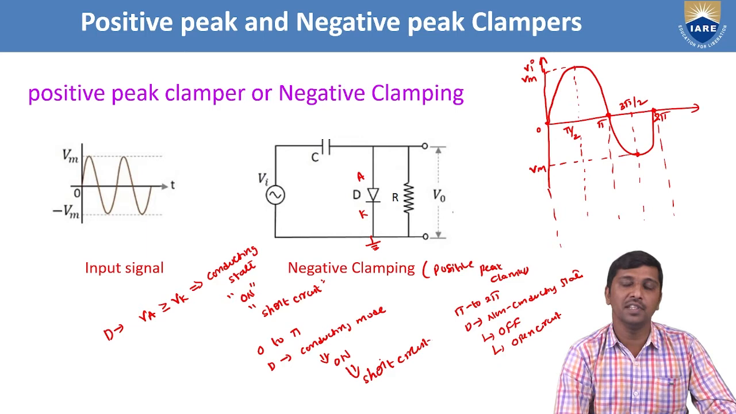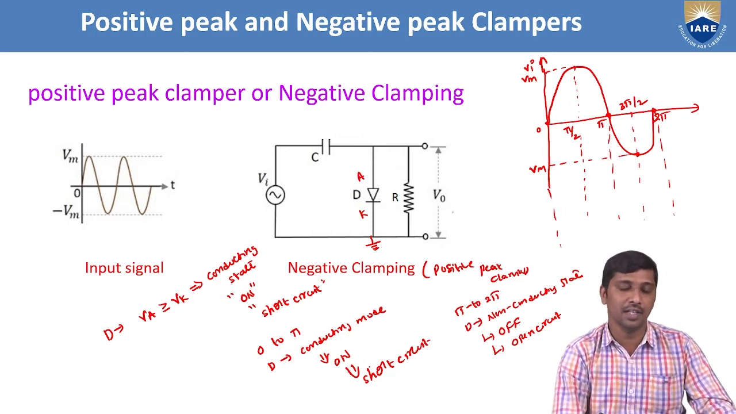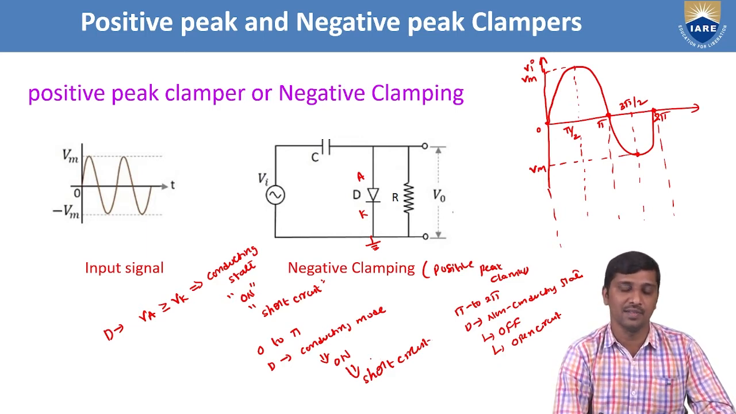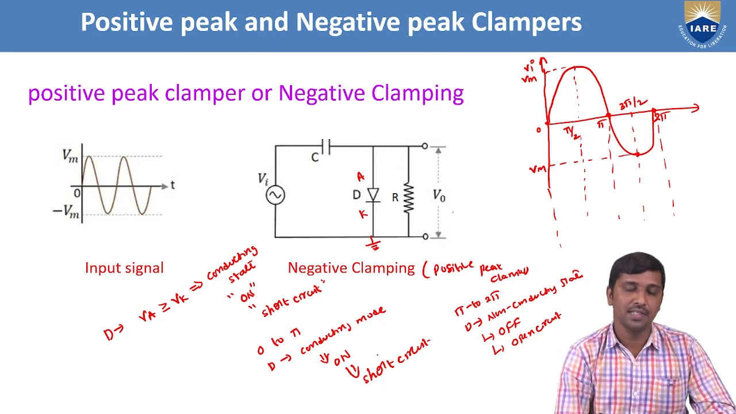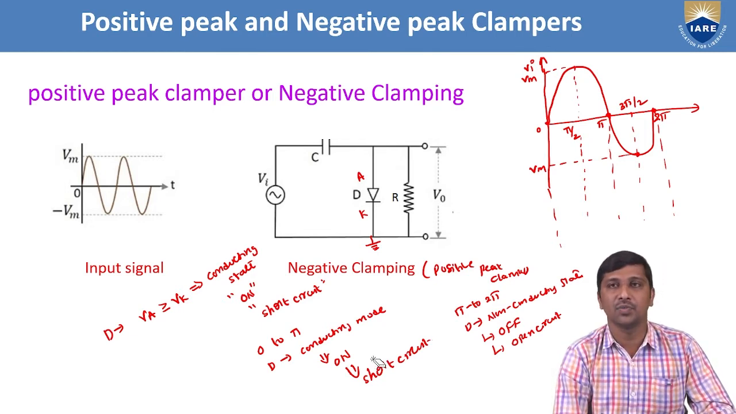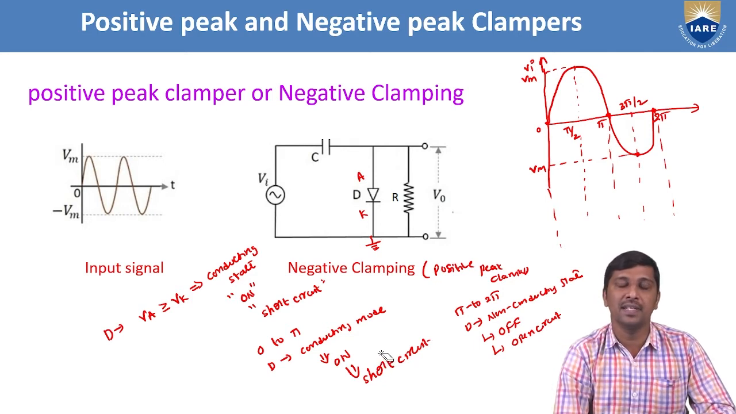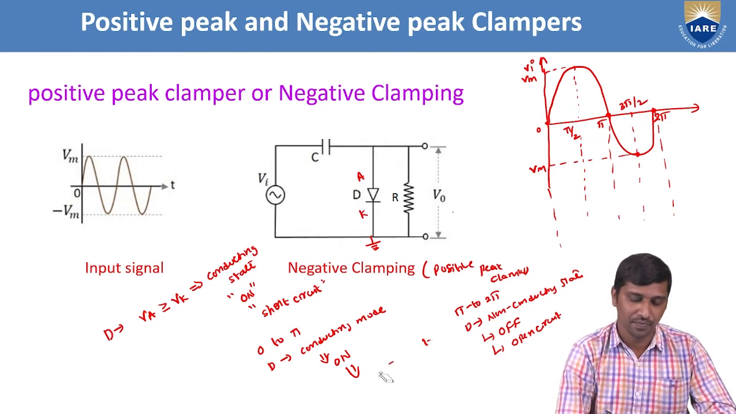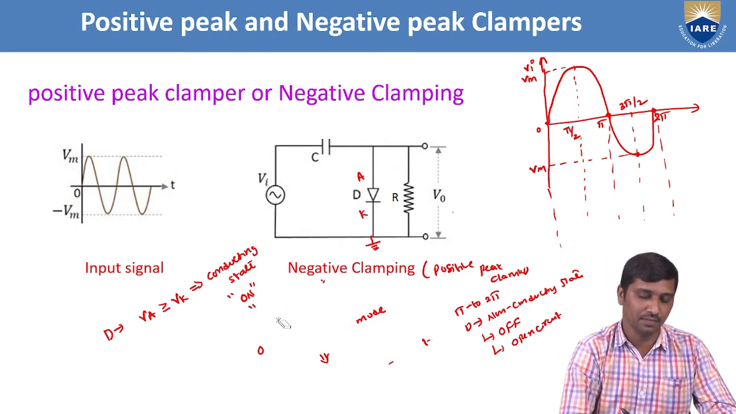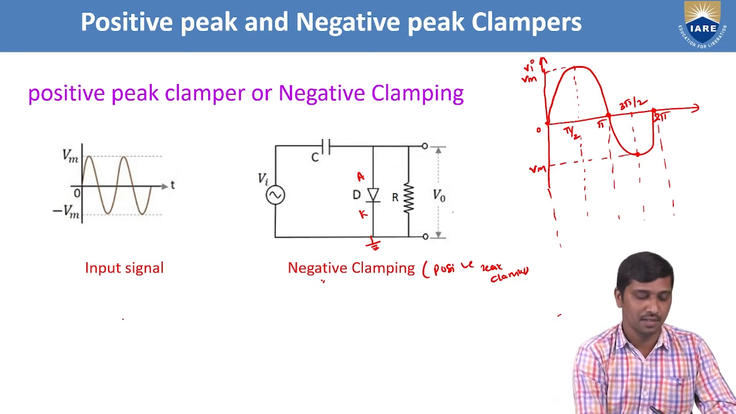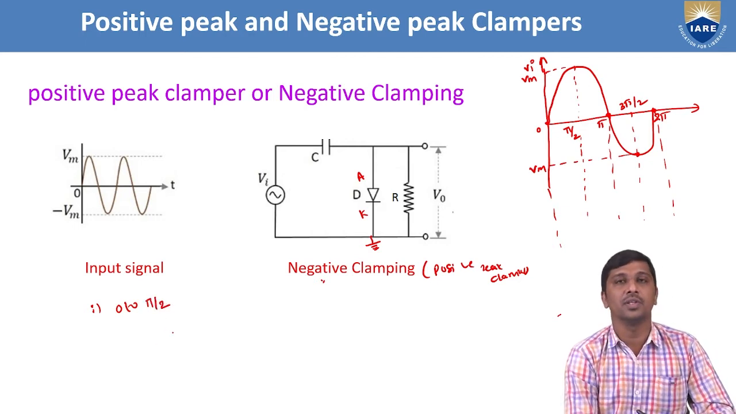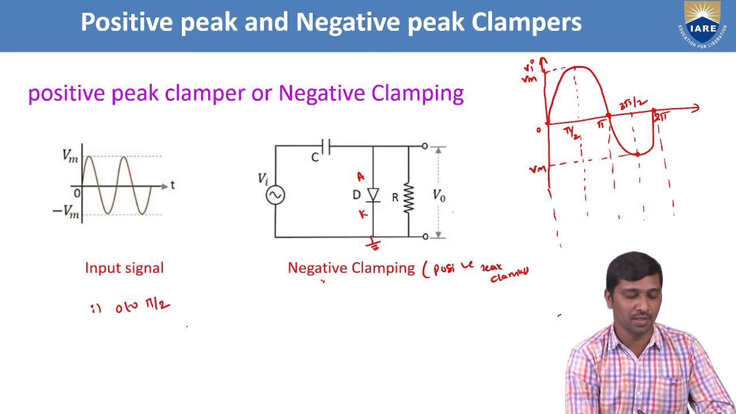So for this case, we need to observe the functionality across the capacitive element. Based on this, we need to analyze each quarter interval, that is, what happens in the capacitor with respect to the diode function. So let us consider the 0 to pi by 2 interval.